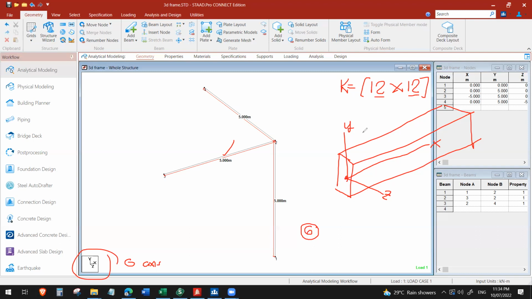So what are those six forces? Number one is the Fx.